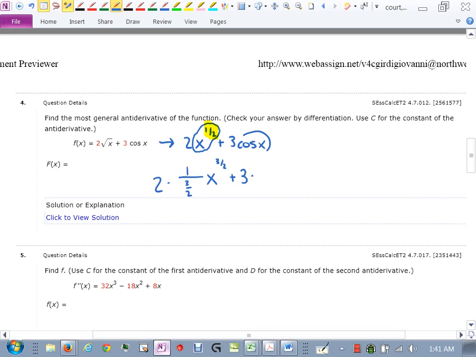And then the antiderivative of cosine is sine, because the derivative of sine gives you cosine. So the antiderivative is sine, plus our constant. This becomes 2/3, which multiplies times 2 and becomes 4/3, x to the 3/2, plus 3 sine x plus c.